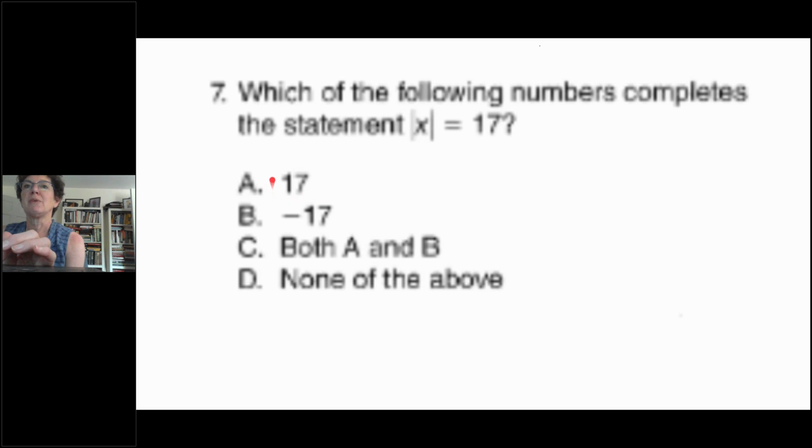And we know that if we put positive 17 in the absolute value signs, the absolute value of positive 17 equals 17. So that is correct. But also, if I put negative 17 in the absolute value signs, if I say the absolute value of negative 17 equals 17, that is also a true statement. So both A and B would be the correct answer, because the absolute value of 17 equals 17, and the absolute value of negative 17 equals 17. So both A and B make that a true statement.